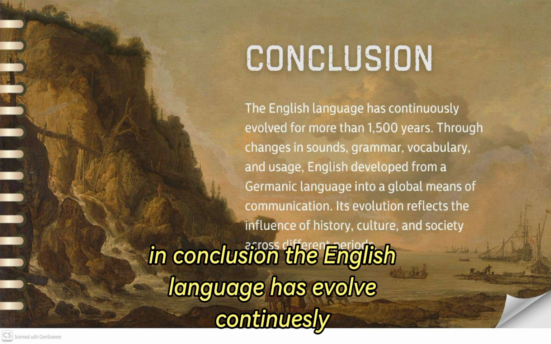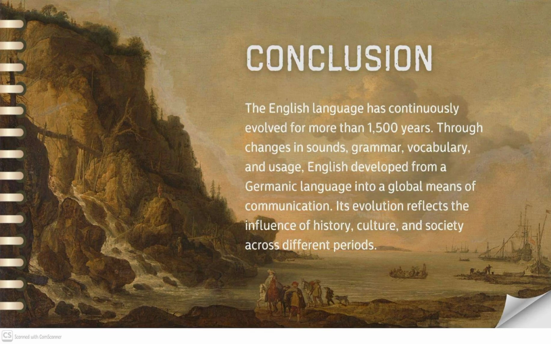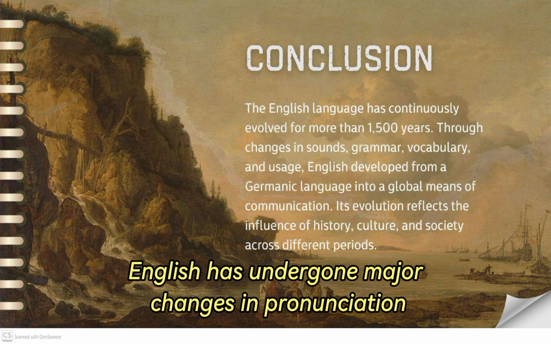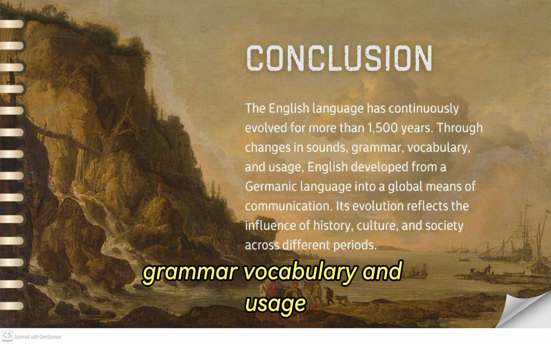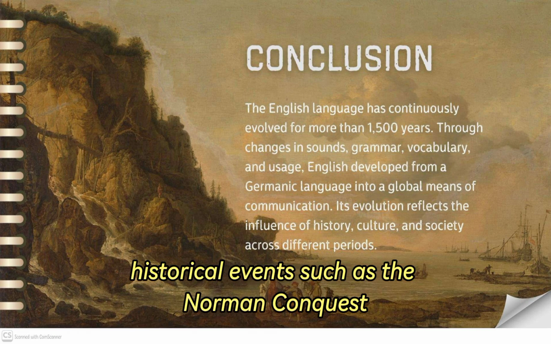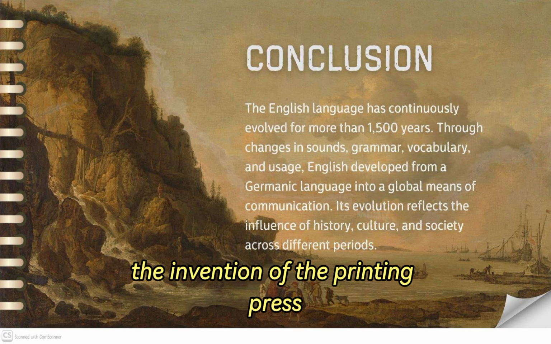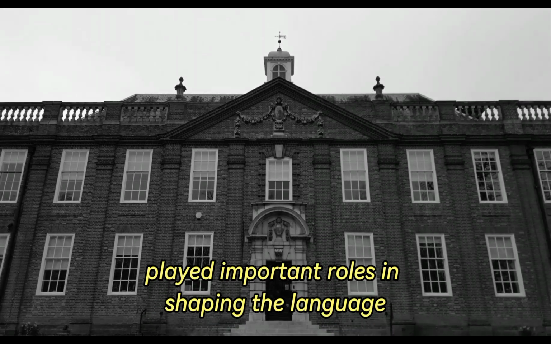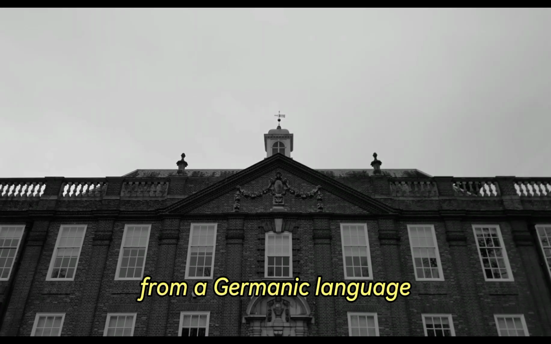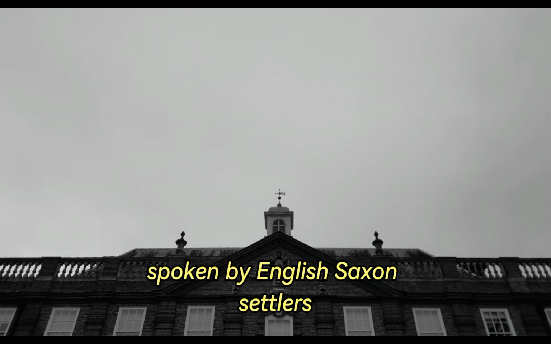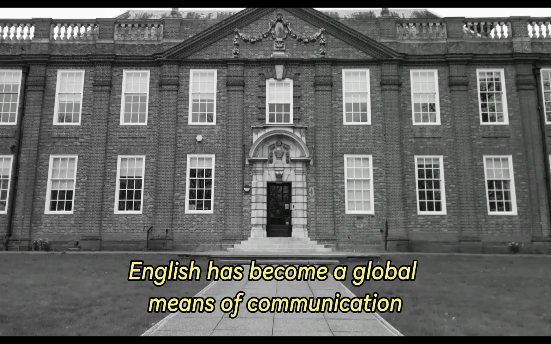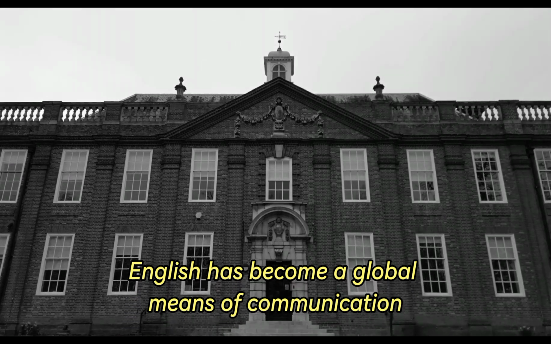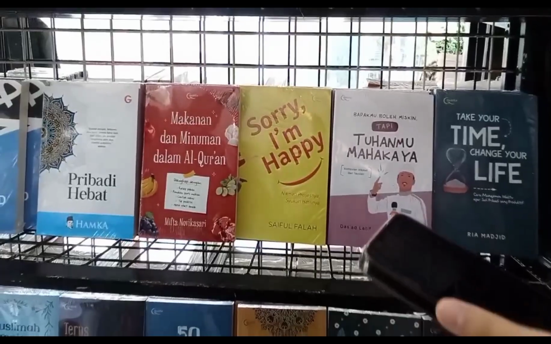In conclusion, the English language has evolved continuously for more than 15 centuries. Throughout its history, English has undergone major changes in pronunciation, grammar, vocabulary, and usage. Historical events such as the Norman Conquest, the invention of the printing press, and global expansion played important roles in shaping the language. From a Germanic language spoken by Anglo-Saxon settlers, English has become a global means of communication used by people around the world.